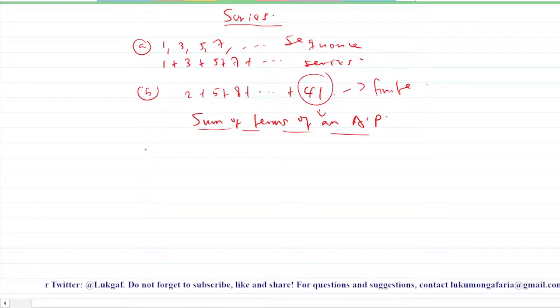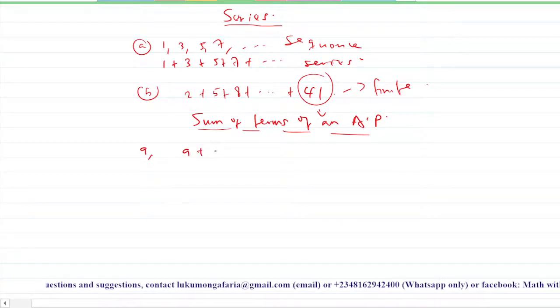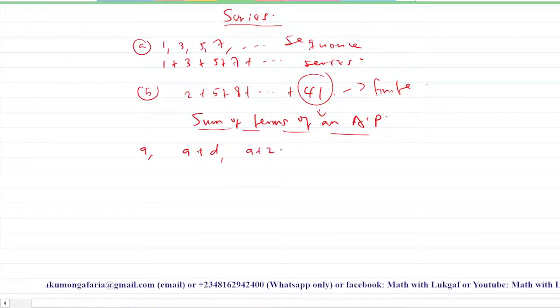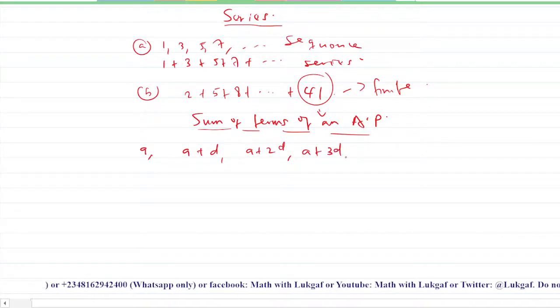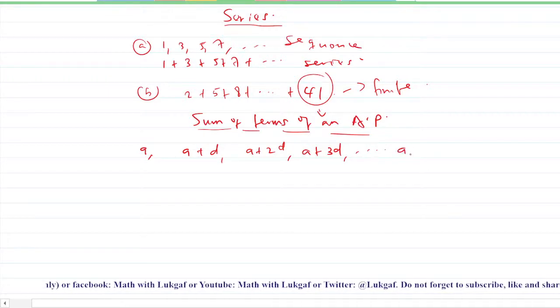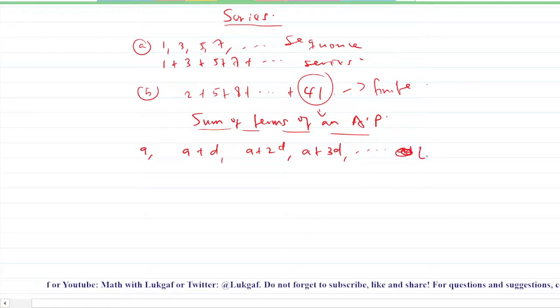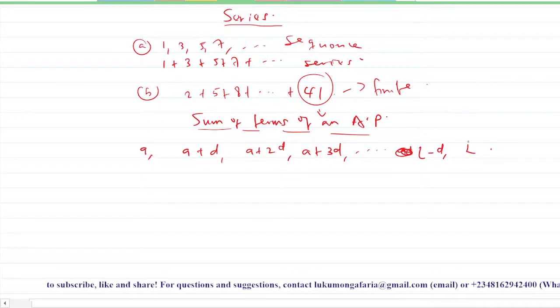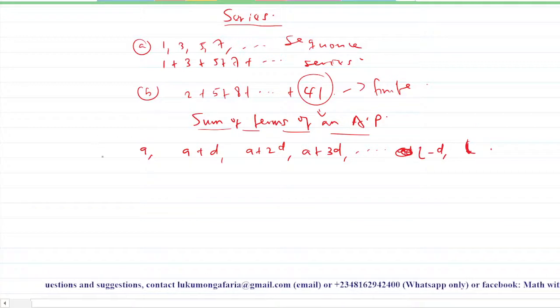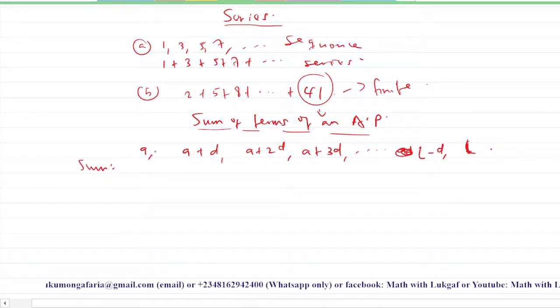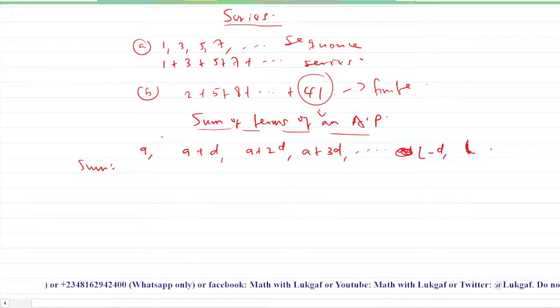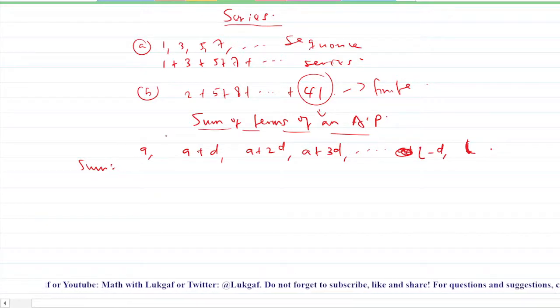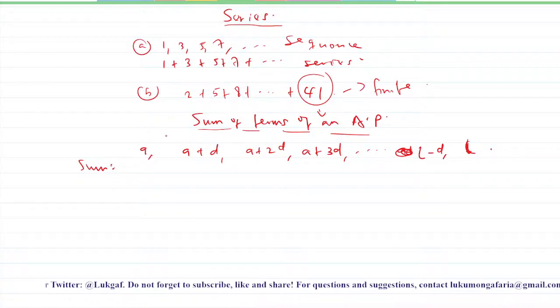Remember that your arithmetic progression is of this sequence. You have A to be the first term, A plus D, A plus 2D, A plus 3D, up to, let's just say, L minus D, that is the last term minus the common difference, then the last term L. The last term is also the same thing as the nth term, like you know. So if you want to find the sum of this series, this is our AP, right? Because it follows certain patterns, with a common difference such that the relationship between two consecutive terms is either addition or subtraction of that common difference.